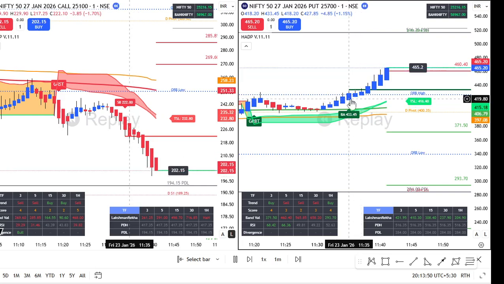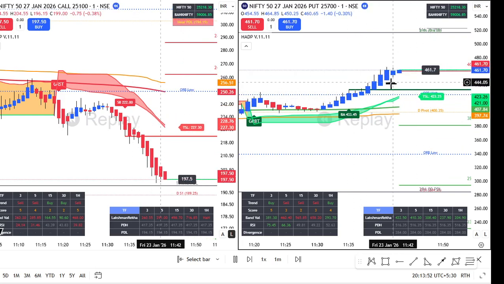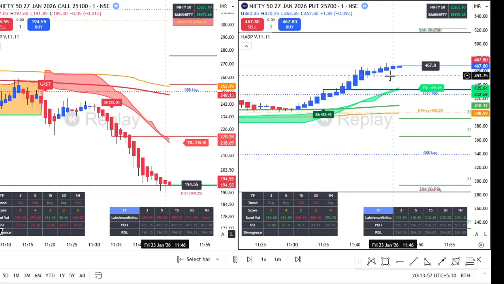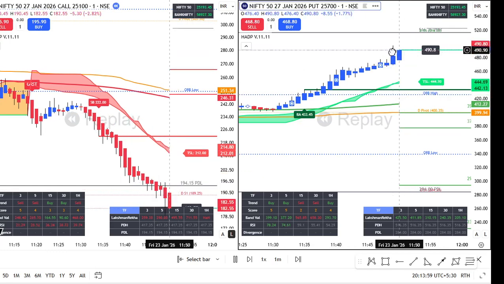Broken. See the price. Already on a 1 minute candle, it has given you, see how many points it has given you. It's 477 now.